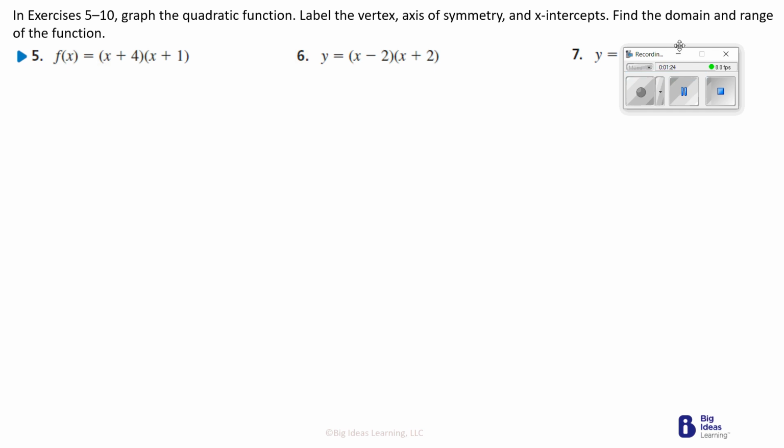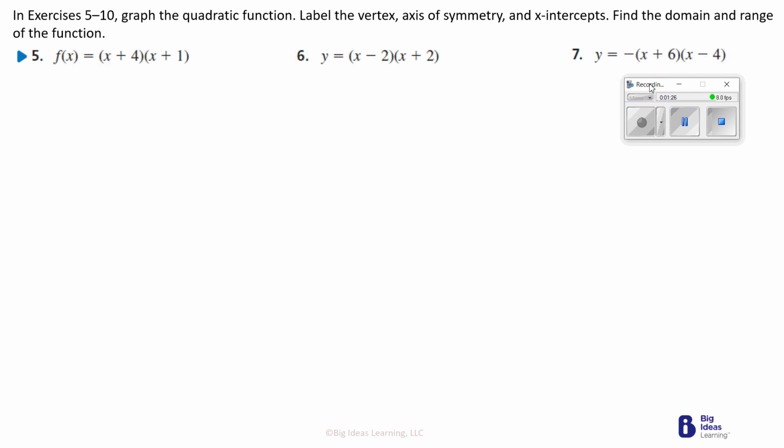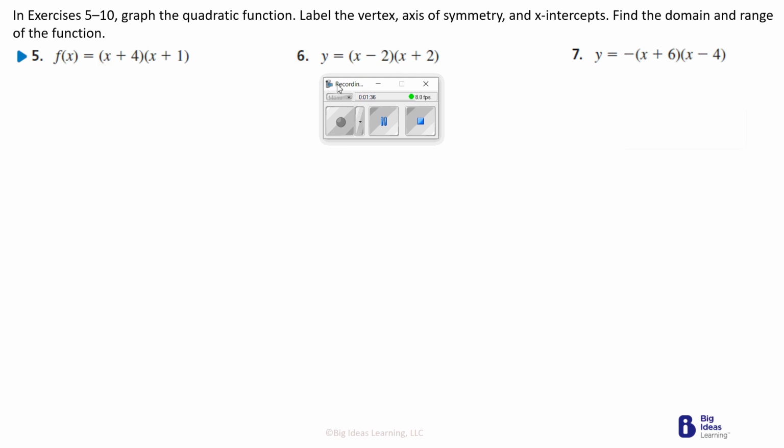All right, oops, sorry. This one, it says, in exercises 5 through 10, graph the quadratic function. Label the vertex, the axis of symmetry, the x-intercepts, and find the domain and range of the function. Wow, okay. So first things first, we're graphing this.